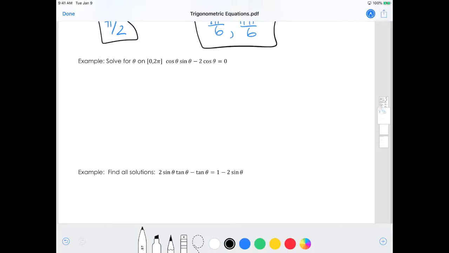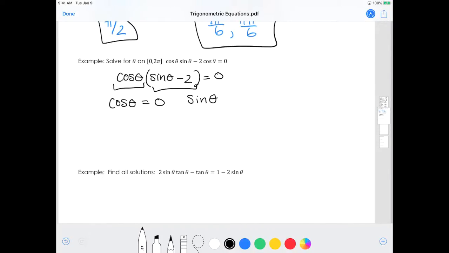Okay, for the next example, I have cosine theta sine theta minus 2 cosine theta. This to me does not look like a quadratic-like equation where I can factor it like I did in the previous example, but they do have a common factor. I could pull out cosine theta, and I'm left with sine theta minus 2. Then once I have this factored, I can set each mini equation equal to 0 and solve for each of those.